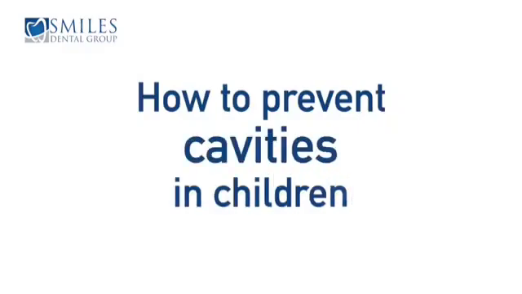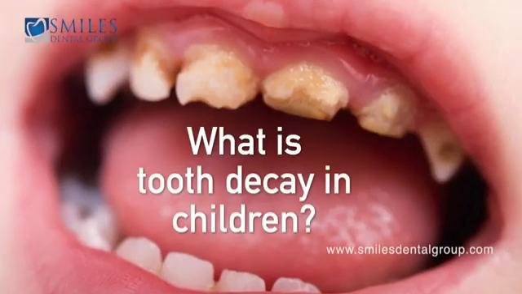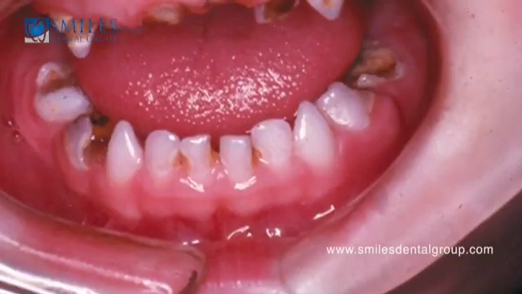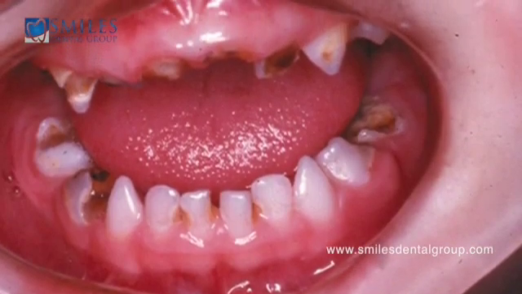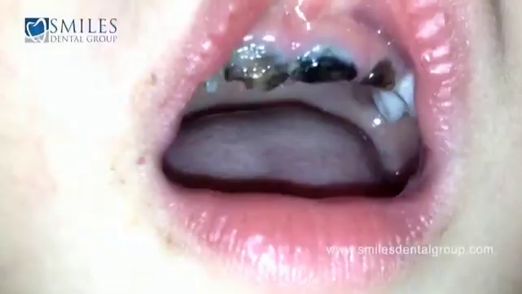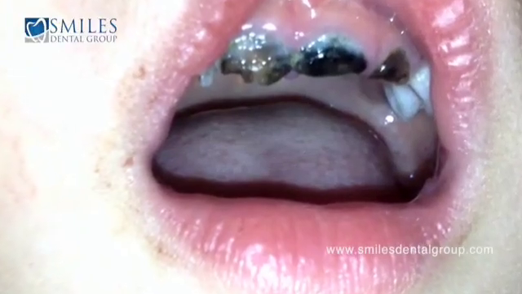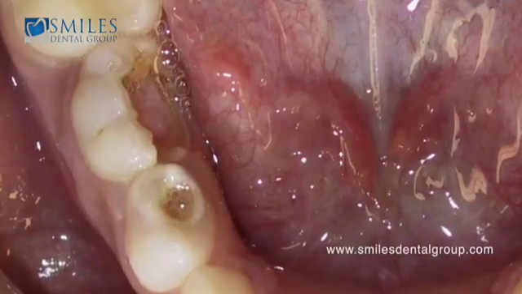To prevent cavities in children. What is tooth decay in children? Tooth decay is the breakdown or destruction of tooth structure caused by bacteria-generated erosion and leads to cavities or caries, which are essentially holes in teeth.